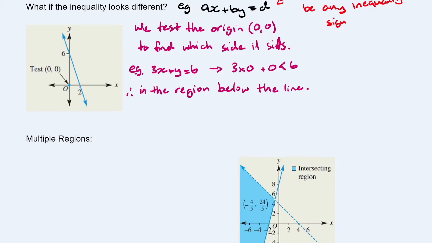You might want that to be in the region. You might want it to not be in the region. It depends on what your problem is and how it's being presented to you as to what you need to do for it.